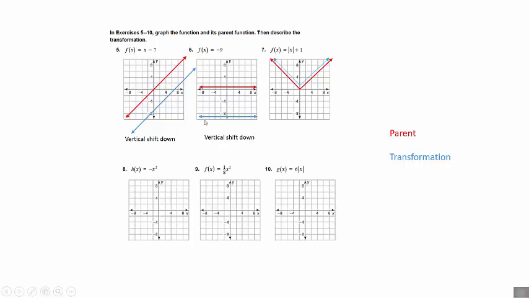Same thing with number 6. From red to blue, it went down. So we say it's a vertical shift down. Number 7, however, is a vertical shift up, and it's actually up by 1 unit. We'll talk more about how to figure out the number of units later. Right now, you just need to get the directions down.